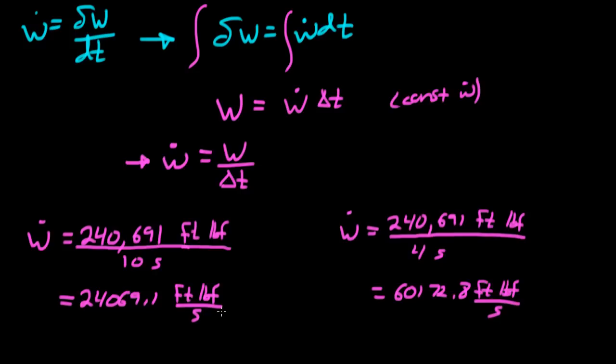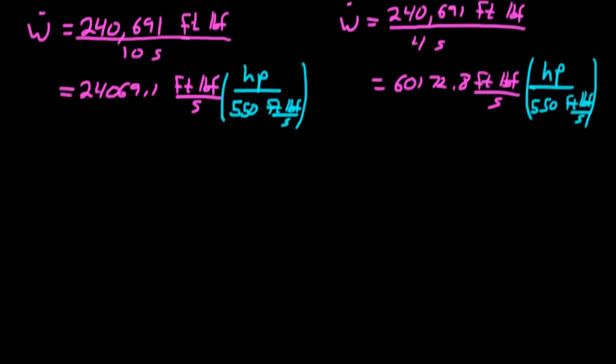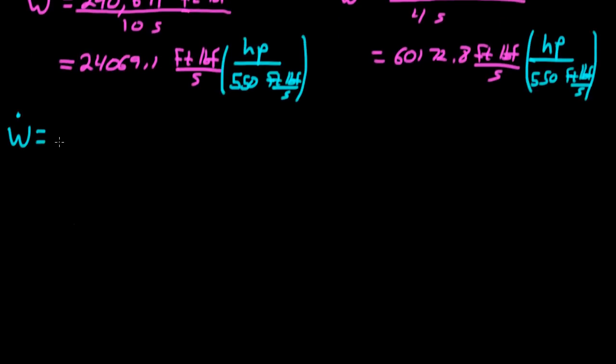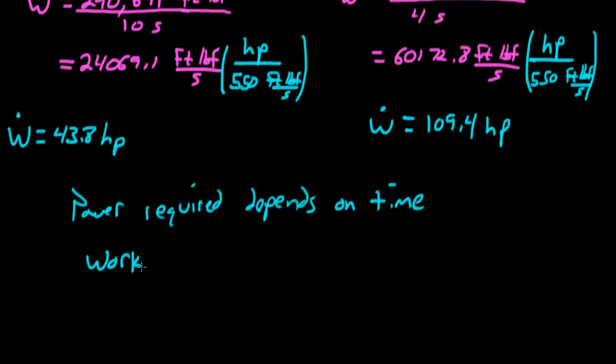A standard unit used in the English system is the horsepower, which is defined as 550 foot-pounds force per second. And so we put that conversion factor on both sides, and we see that the units will cancel out. To accelerate in 10 seconds, we need about 44 horsepower, and to accelerate in 4 seconds from 0 to 60, we need about 109 horsepower. So what we see here is that the power required to accelerate depends on the time that we accelerate over. By comparison, the work that it took to do it does not.